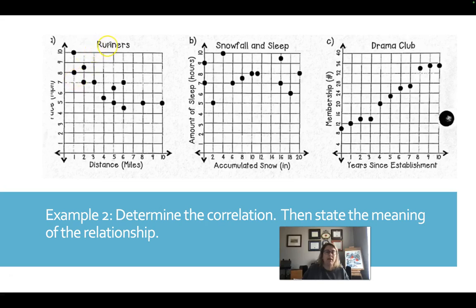So here we have runners that are represented. This is their distance, while this is their pace, so how fast they're running. At a mile, we seem to be running faster than somebody at 10 miles. I would say this is a negative correlation. And I would say the further you run, the slower your pace.